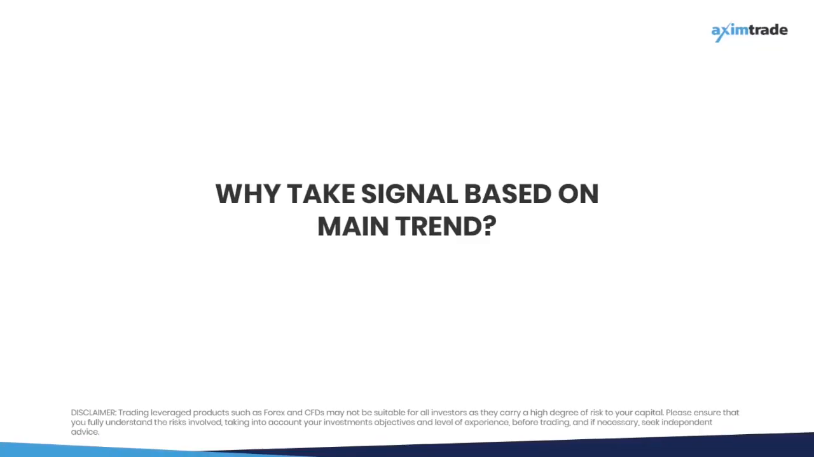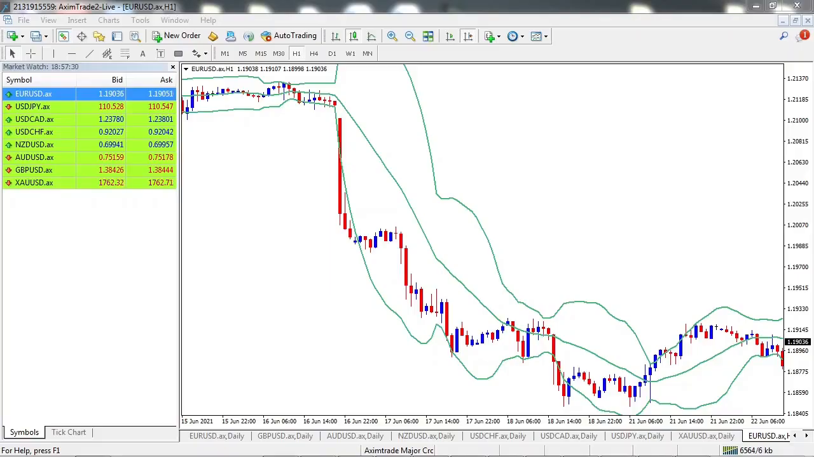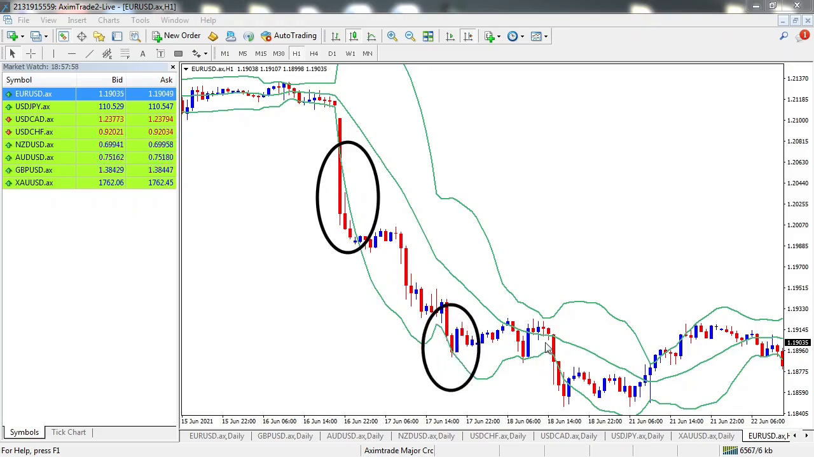Now, let's see why traders are always advised to take the signal which is based on the direction of the main trend. Just because price hits the upper or lower Bollinger Band does not necessarily mean that it is a good time to sell or buy. Any trader seeking to buy at a lower price in a downtrend or sell at a high price in an uptrend will be wiped out by a strong trend. In fact, price will be making new highs in an uptrend and new lows in a downtrend, hitting and exiting the bands, quickly taking out stops on trades taken directly on the bands.